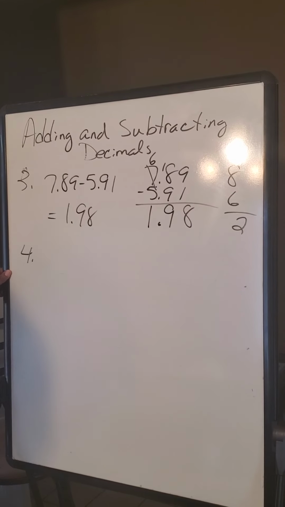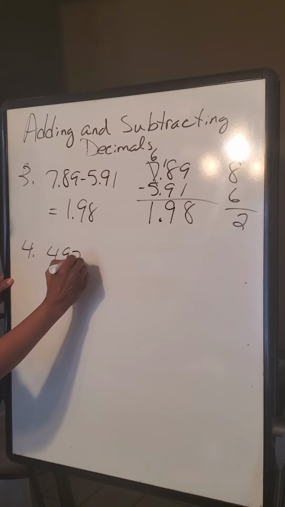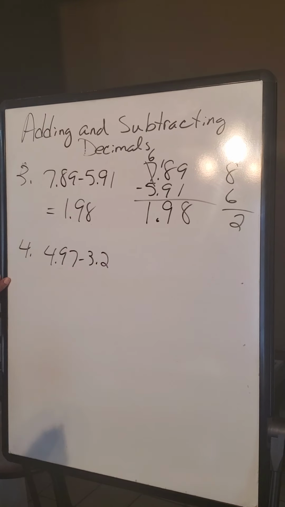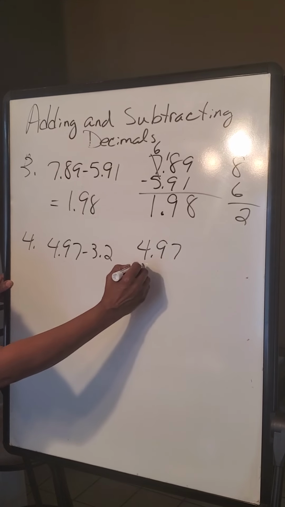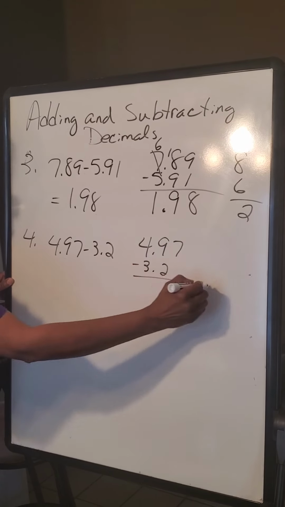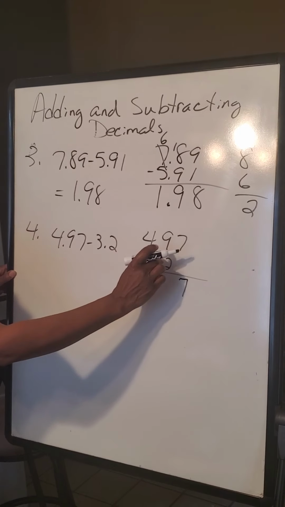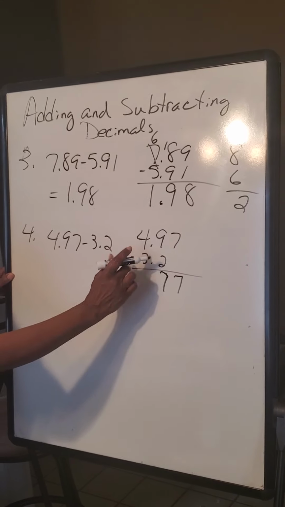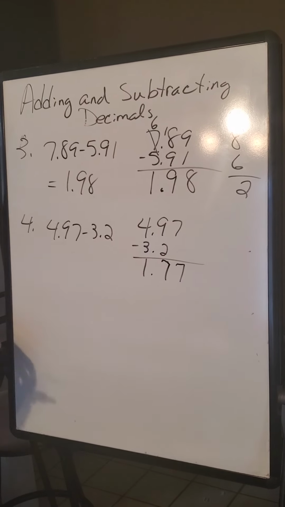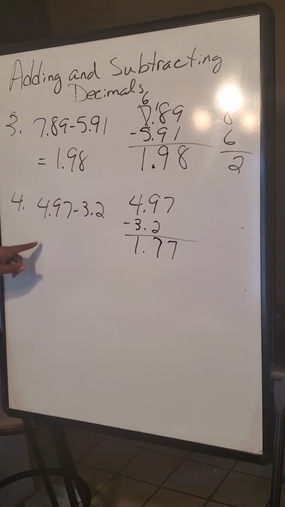Example 4. If I have 4.97 and I want to subtract 3.2, again, line the decimals up. Remember that you're subtracting. Bring this 7 down. 9 minus 2 gives you 7. 4 minus 3 gives you 1. So you get an answer of 1.77.